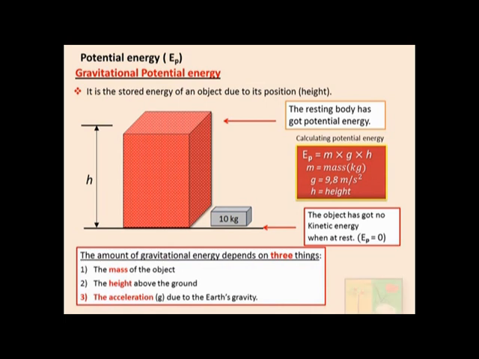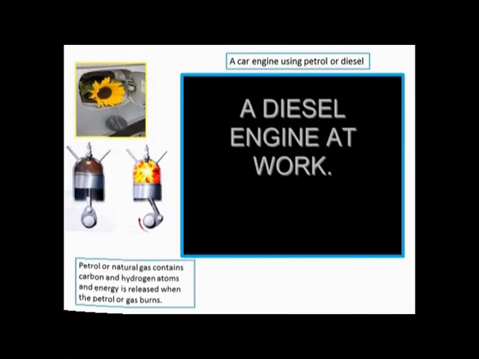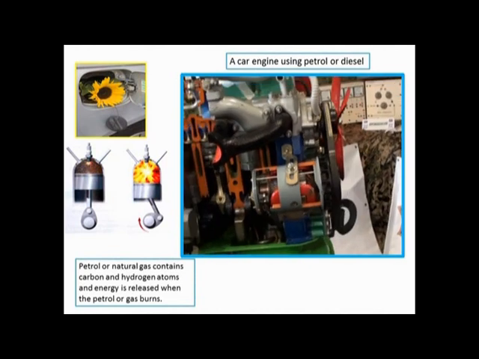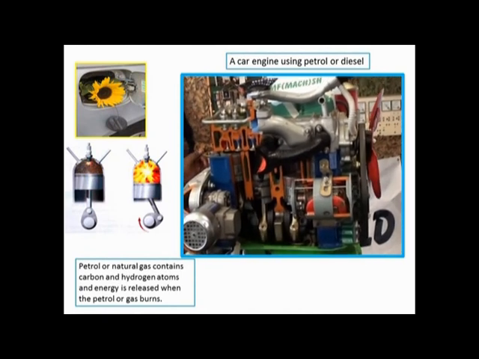The amount of gravitational energy depends on three things: the mass of the object, the height above the ground, and the acceleration. Petrol or natural gas contains carbon and hydrogen atoms, and energy is released when the petrol or gas burns.